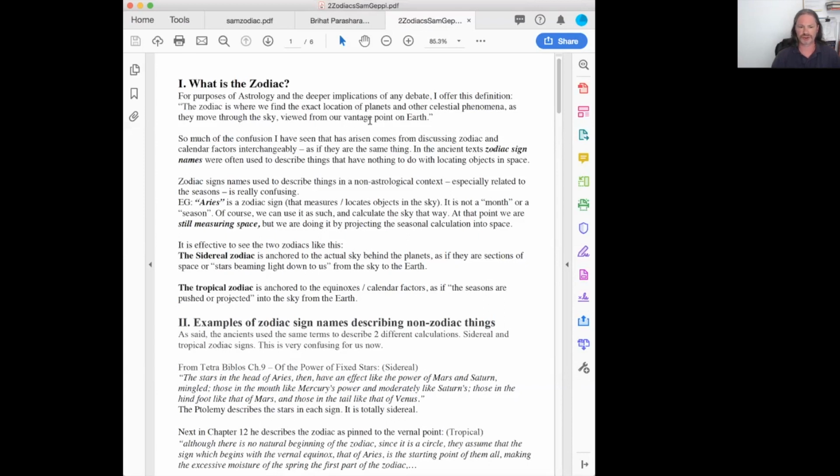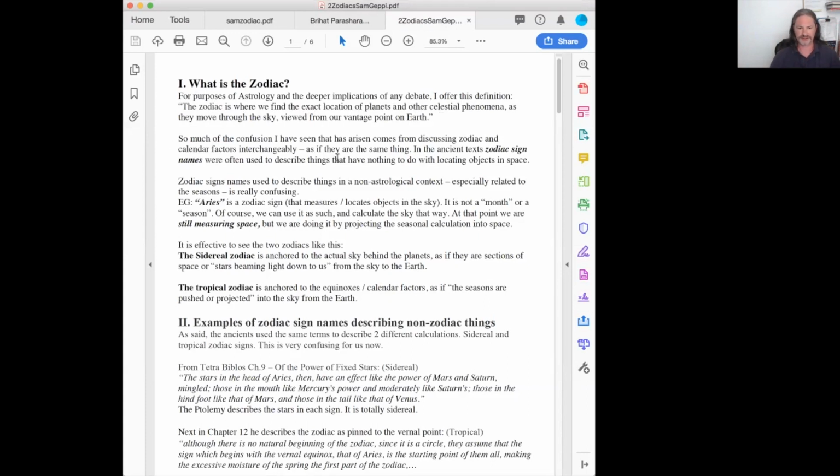For purposes of astrology and the deeper implications of any debate, I offer this definition: the zodiac is where we find the exact location of planets and other celestial phenomena as they move through the sky, viewed from our vantage point on Earth. So when we're talking about a zodiac, we first have to say, what are we talking about? It's literally, where do we find the exact location of some body, or something like an equinox or some other thing, as viewed from Earth?